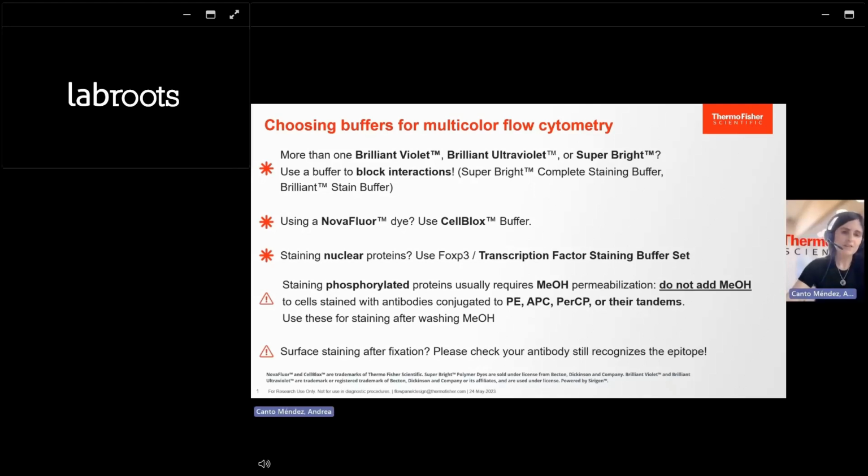Last but not least, if you are planning to perform surface staining after fixation, it is important to check if the antibody is still recognizing the epitope. This is because most of the flow cytometry antibodies targeting surface proteins have been formulated for cells that are alive and not fixed. Therefore, it is important to always check if the clone will still recognize the epitope if we are fixing the cells prior to the surface staining. This is something that can be checked in our online resources at the Thermo Fisher Scientific website, checking for antibody fixation considerations.